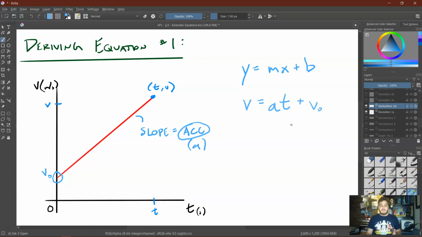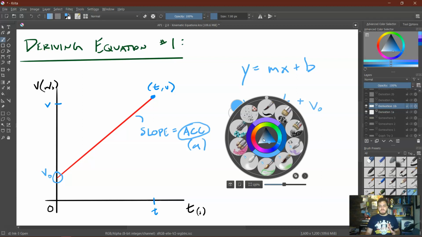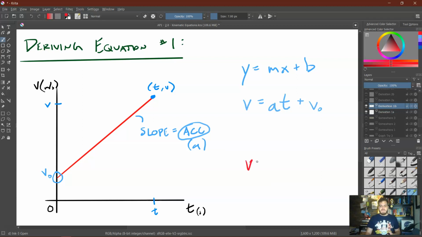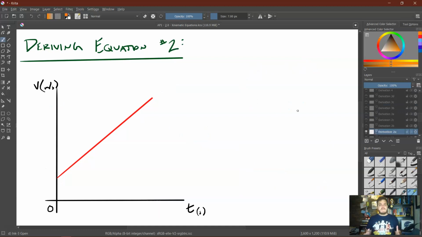And now I'm literally just going to rearrange this a little bit and write it into a form that is a little more common, which is v is equal to, I'm just going to flip these two, v naught plus at. And congratulations, that's literally the first kinematic equation. So let's move on to the second one.